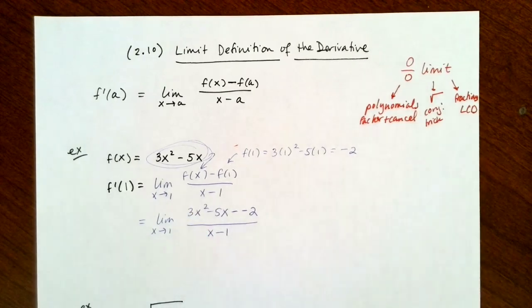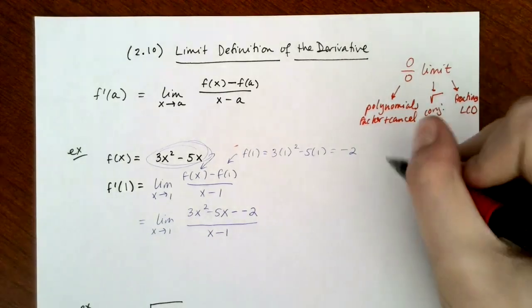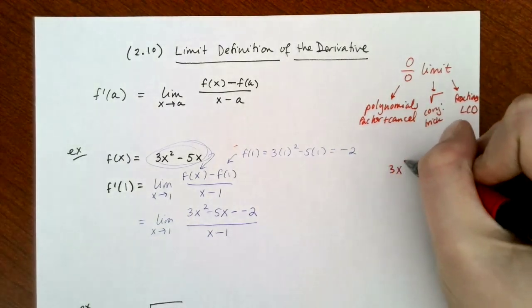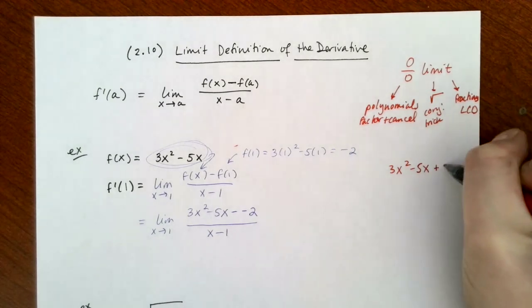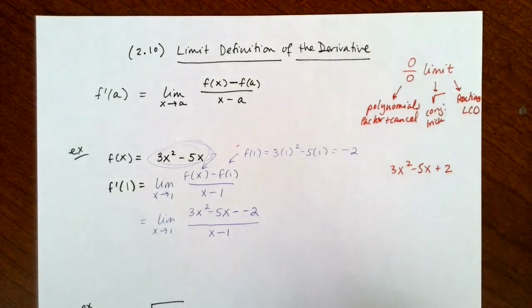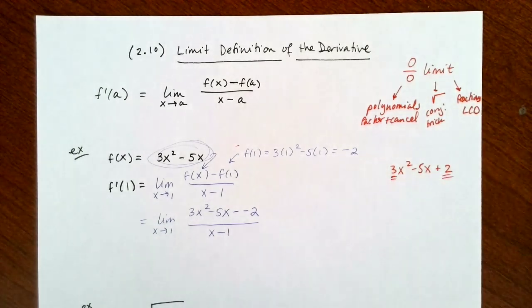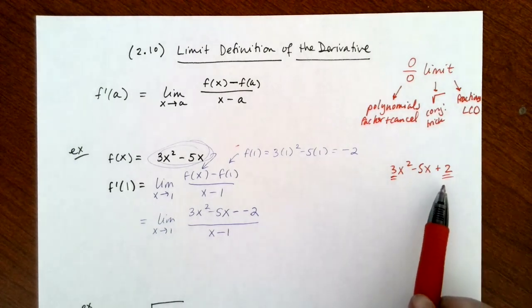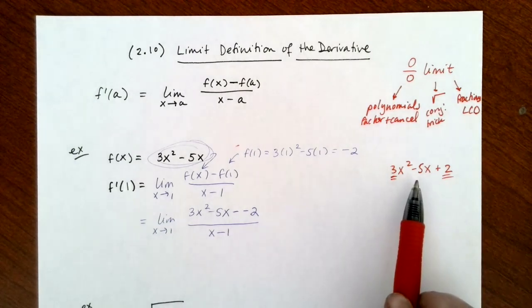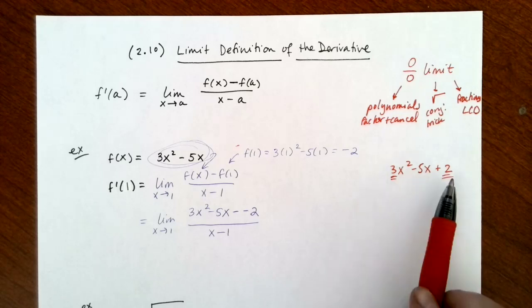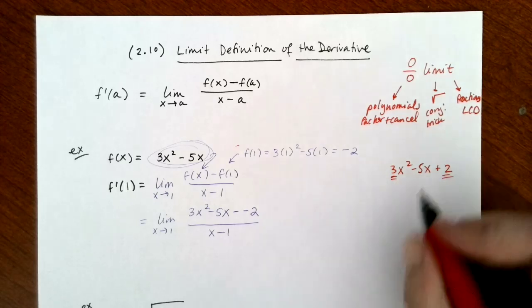Why don't I do some scratch work off to the side here? So I'll have 3x squared minus 5x plus 2. All right, so let's remember factor by grouping. I need to multiply 3 times 2, and I get 6. So I'm looking for 2 numbers that multiply to 6 and add to negative 5. That looks like I could do minus 2 and minus 3. Those will multiply to 6 and add to negative 5.